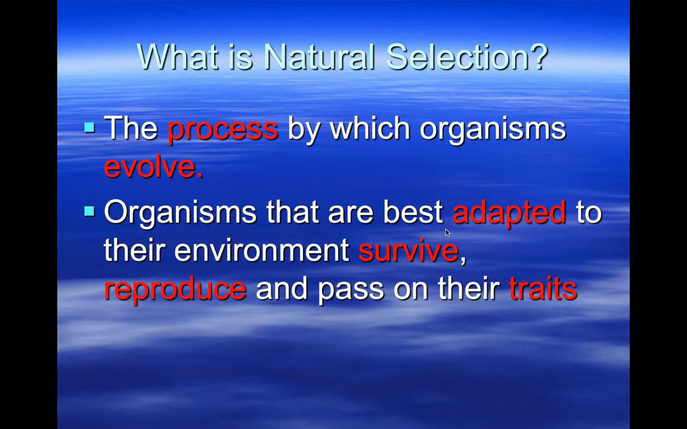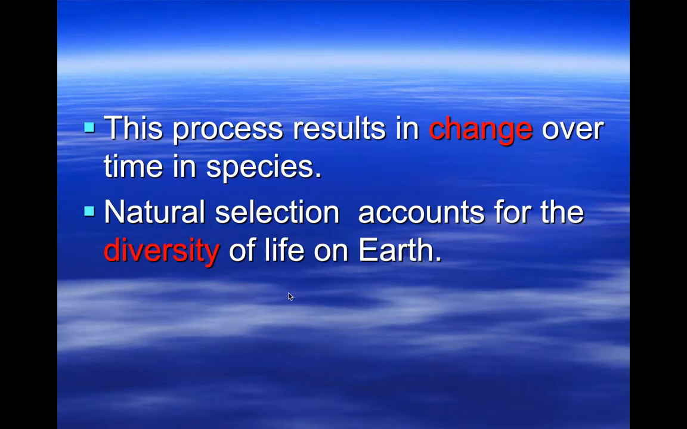So let's define what natural selection is, and we'll talk a little bit more about it. Natural selection is the process by which organisms evolve. Organisms that are best adapted to their environment survive, reproduce, and pass on their traits. So this is a process that results in change over time in species.